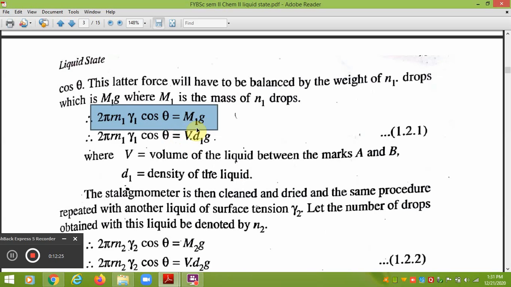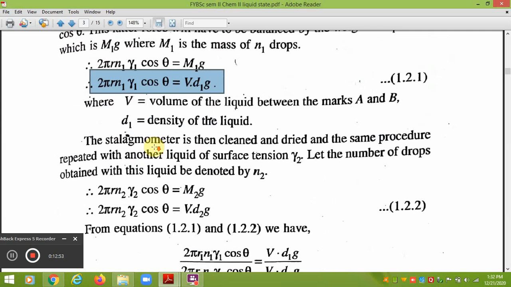But you know very well that mass per unit volume is the density, and therefore mass can be obtained by taking the product of volume into density. So finally, for liquid 1, we get 2 pi r N1 gamma 1 cos theta is equal to v into d1 into g, where g is the acceleration due to gravity, V is the volume of the liquid between the two marks A and B, and d1 is the density of the liquid.